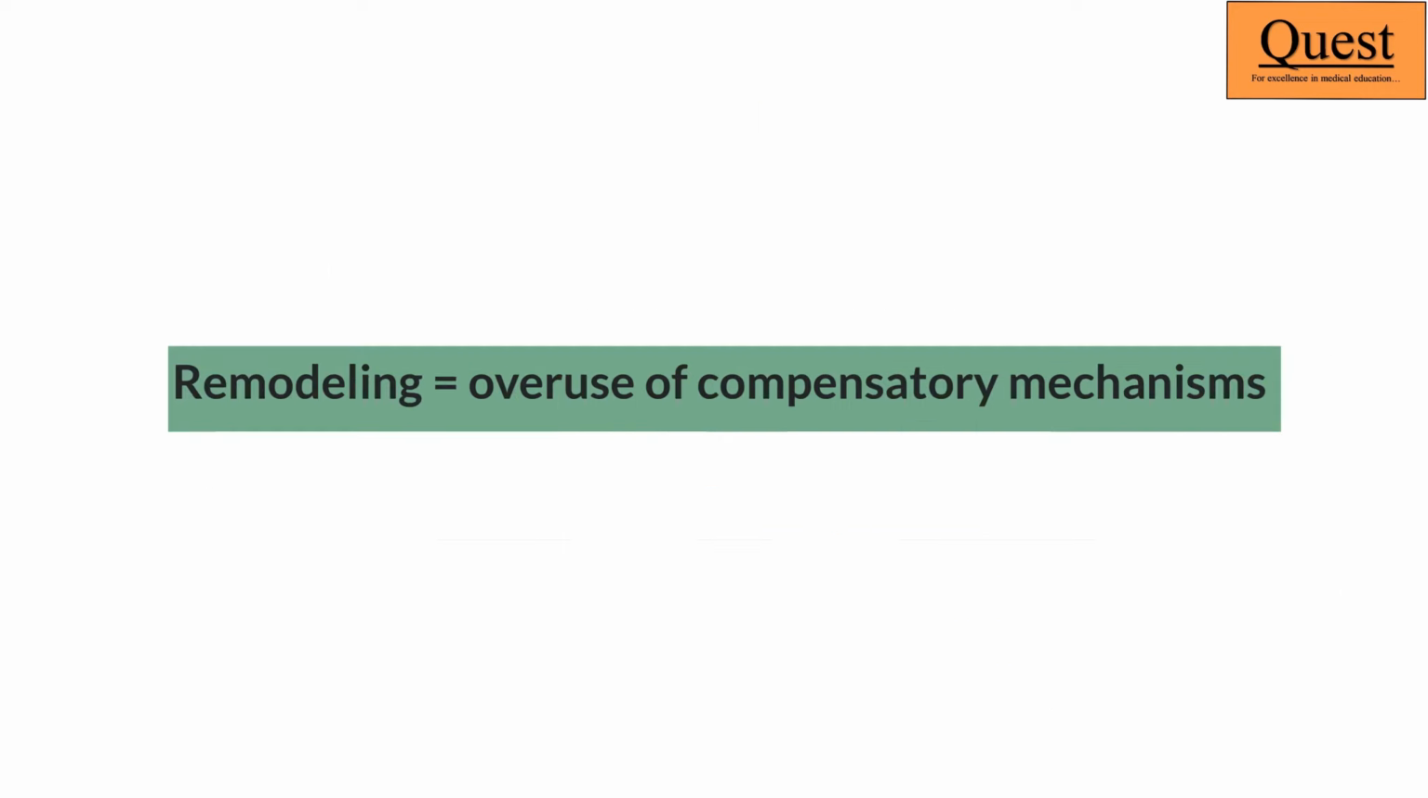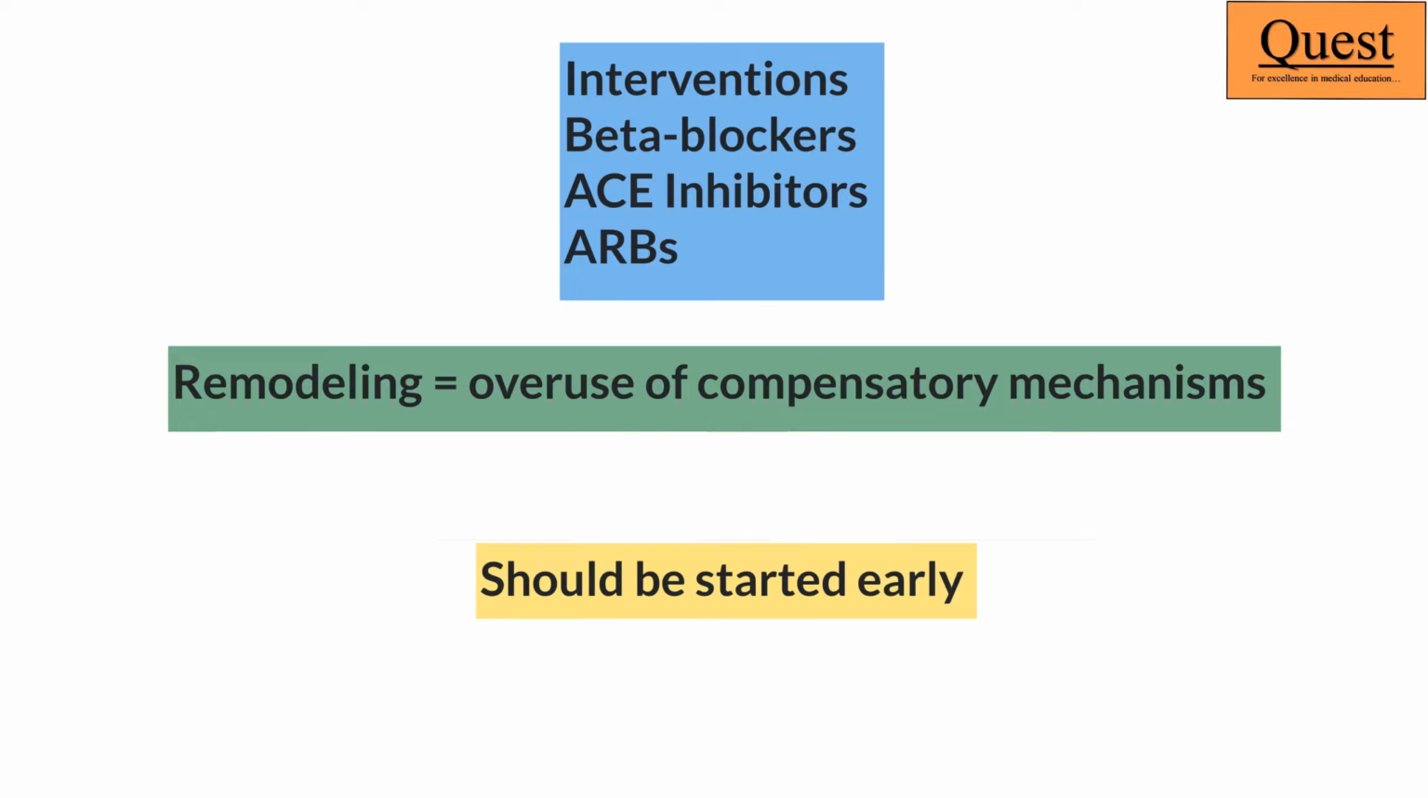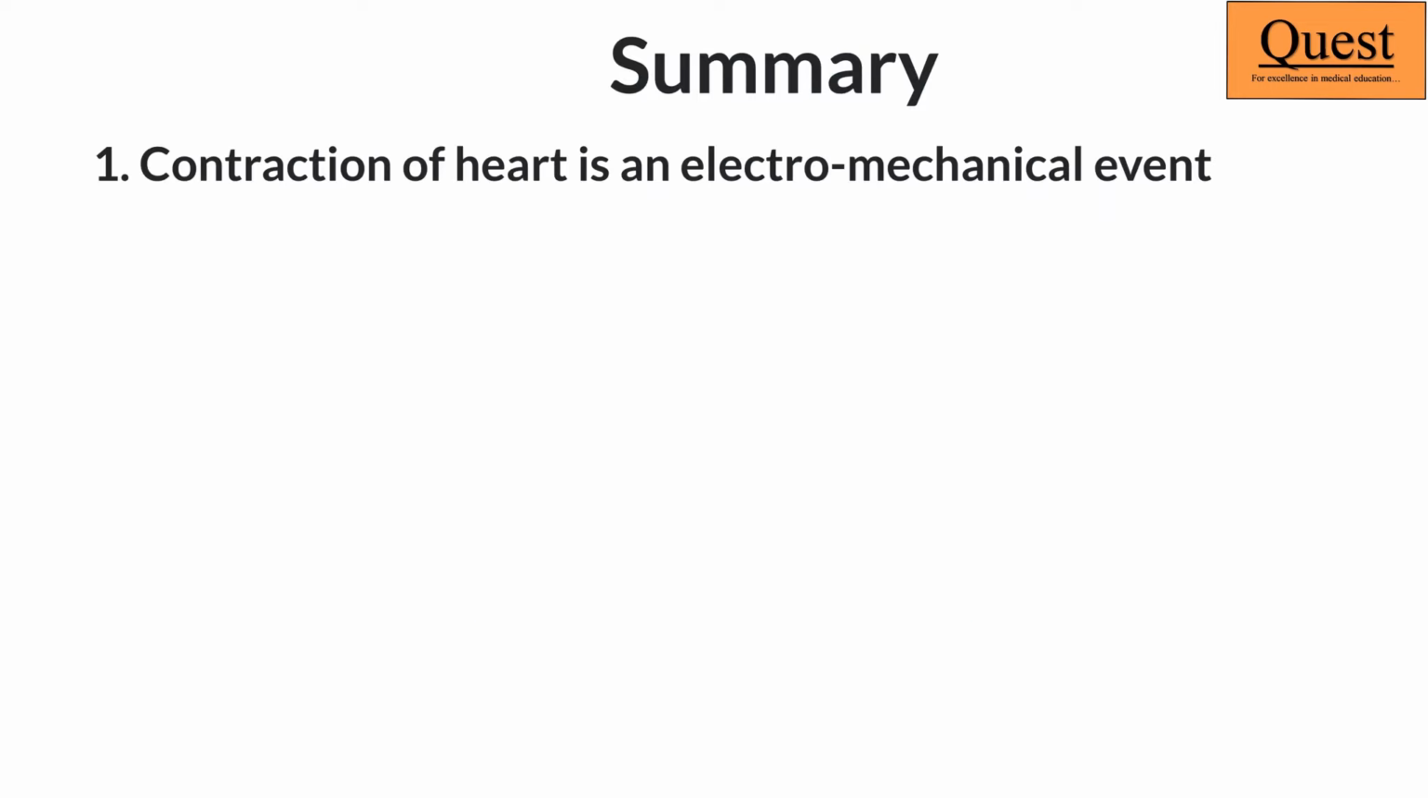It is important to understand that remodeling is a result of overuse of compensatory mechanisms. Timely intervention can reduce the impact of such remodeling on the heart. To summarize, we know that the contraction of the heart is an electrical as well as a mechanical event, and that the connecting link between these two is calcium.